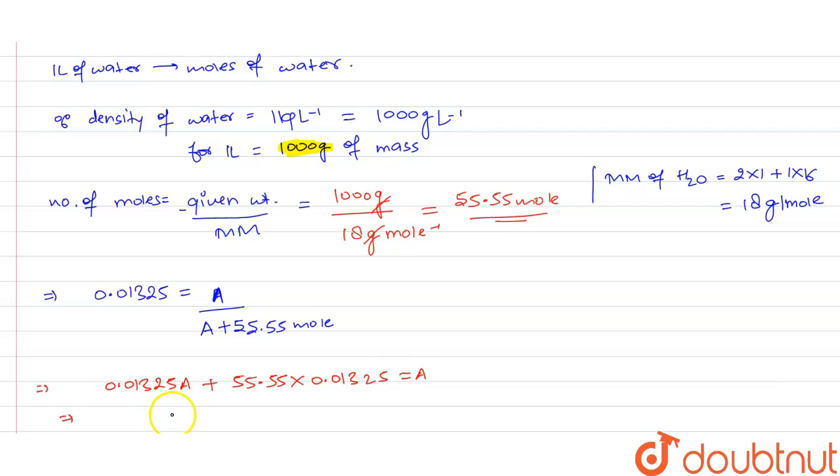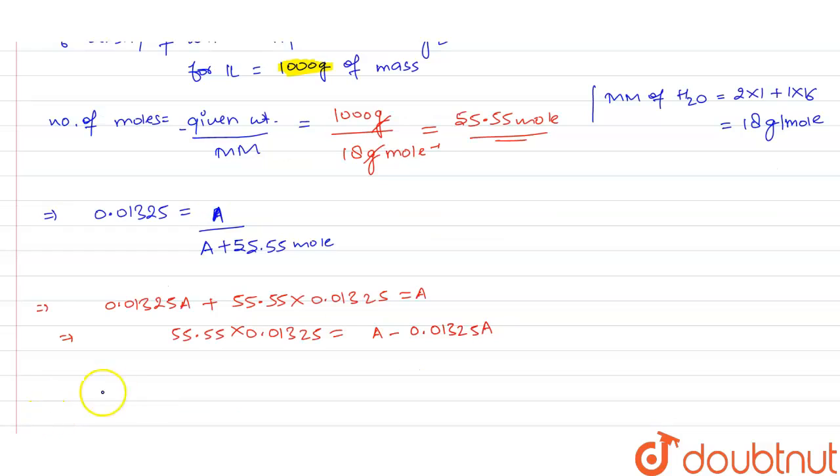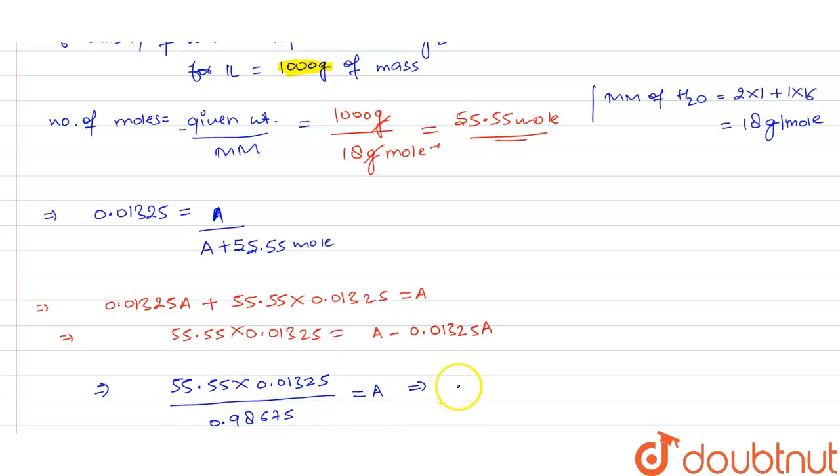So what we will get is 55.55 multiplied by 0.01325 equals A minus 0.01325 A. Now on further solving, we get 55.55 multiplied by 0.01325 divided by 0.98675 is equal to A, that is moles of N2.